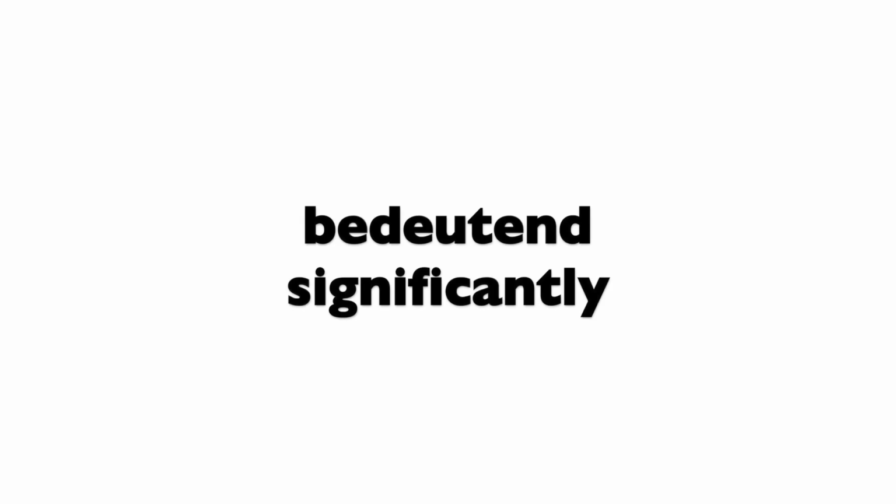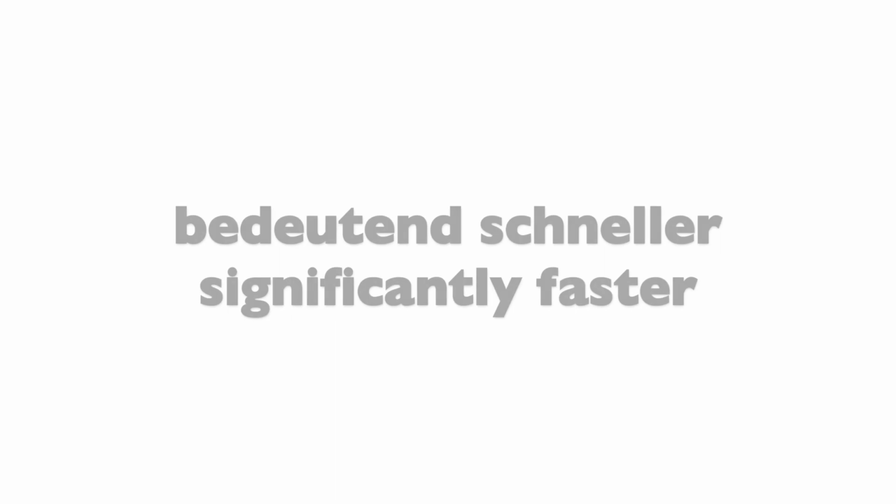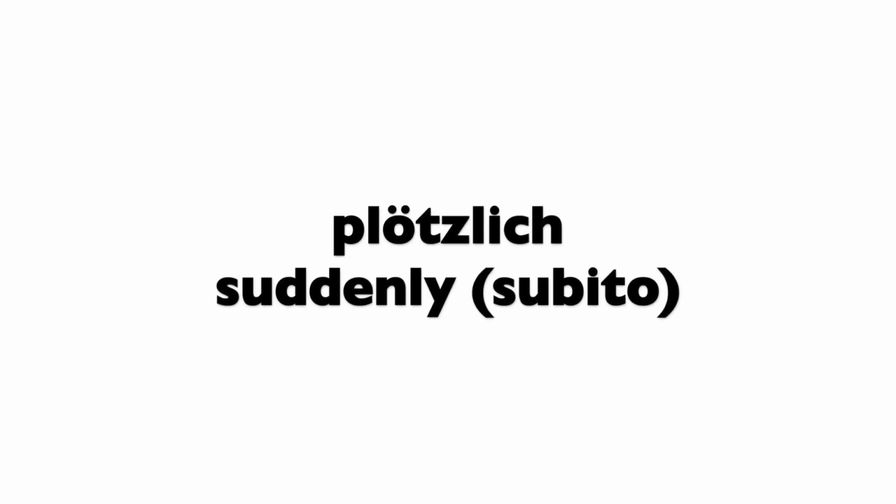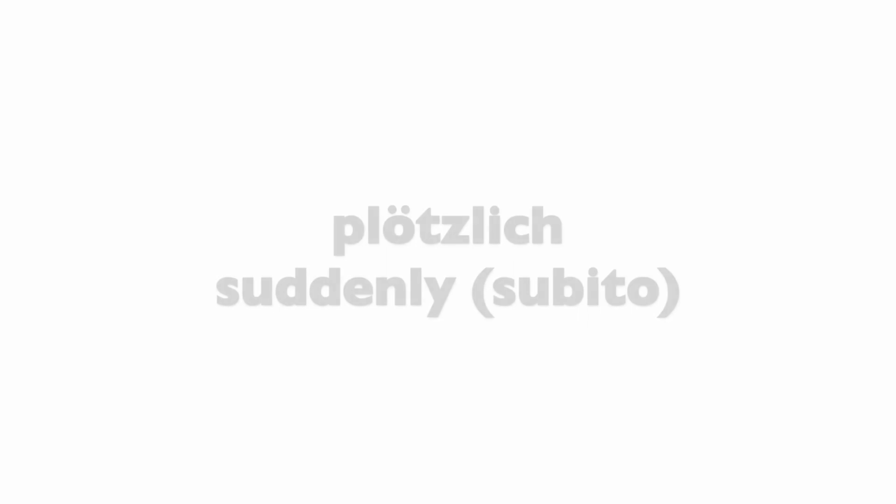Immer means always, like Italian's sempre. We've covered etwas, meaning somewhat, and there's also bedeutend, which means significantly. So we can have something that's somewhat faster, etwas schneller, or significantly faster, bedeutend schneller. How about plötzlich? Suddenly, like subito in Italian.